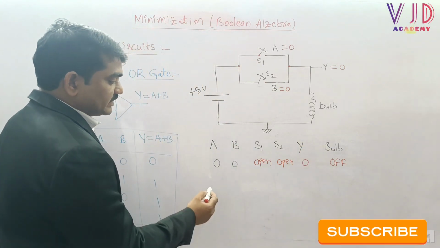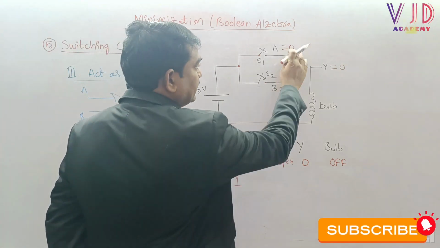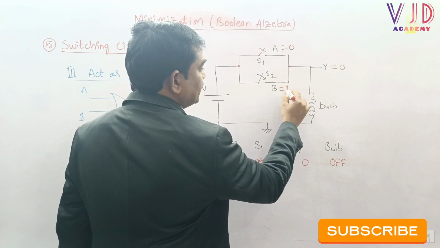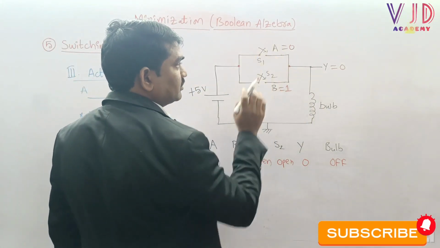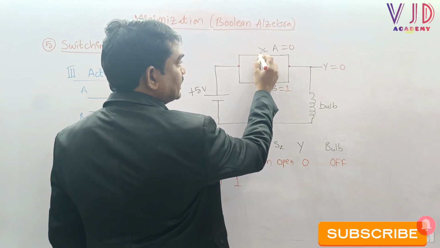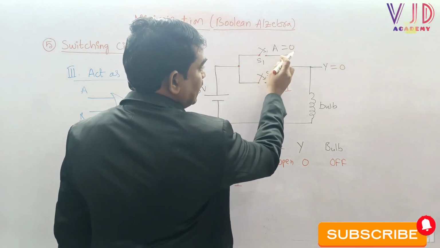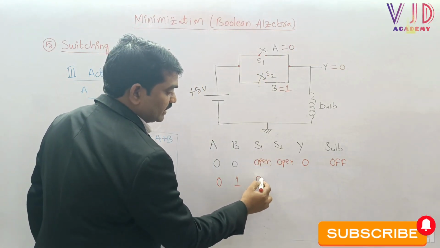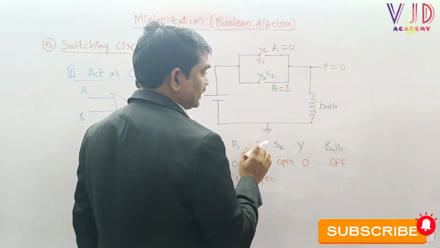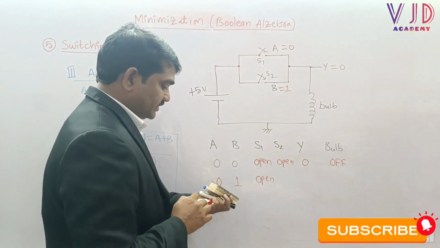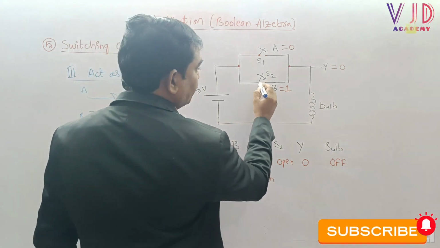And now the second case I would like to take is A equal to 0 and B equal to 1. What will happen, sir? Now let us try to understand. The moment when we apply A equal to 0, again there is no connection between input and output. The switch S1 is again open because the applied input A is 0. And now coming to B equal to 1, there is an established connection between the input node and the output node.